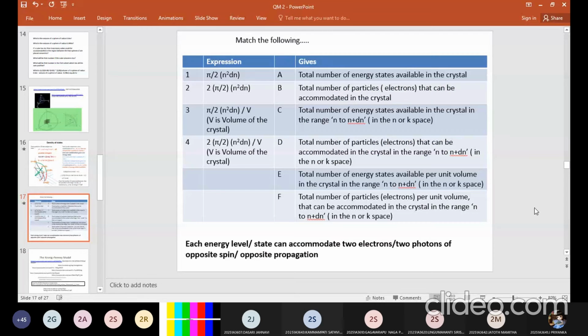Now, today I'm giving you a match the following exercise. I hope you will go home and try to work it out, and try to solve these questions. Let me tell you clearly: please try. If you don't try, what I can do is give the answer, and you will not understand why that particular answer. So please try to complete this match the following.